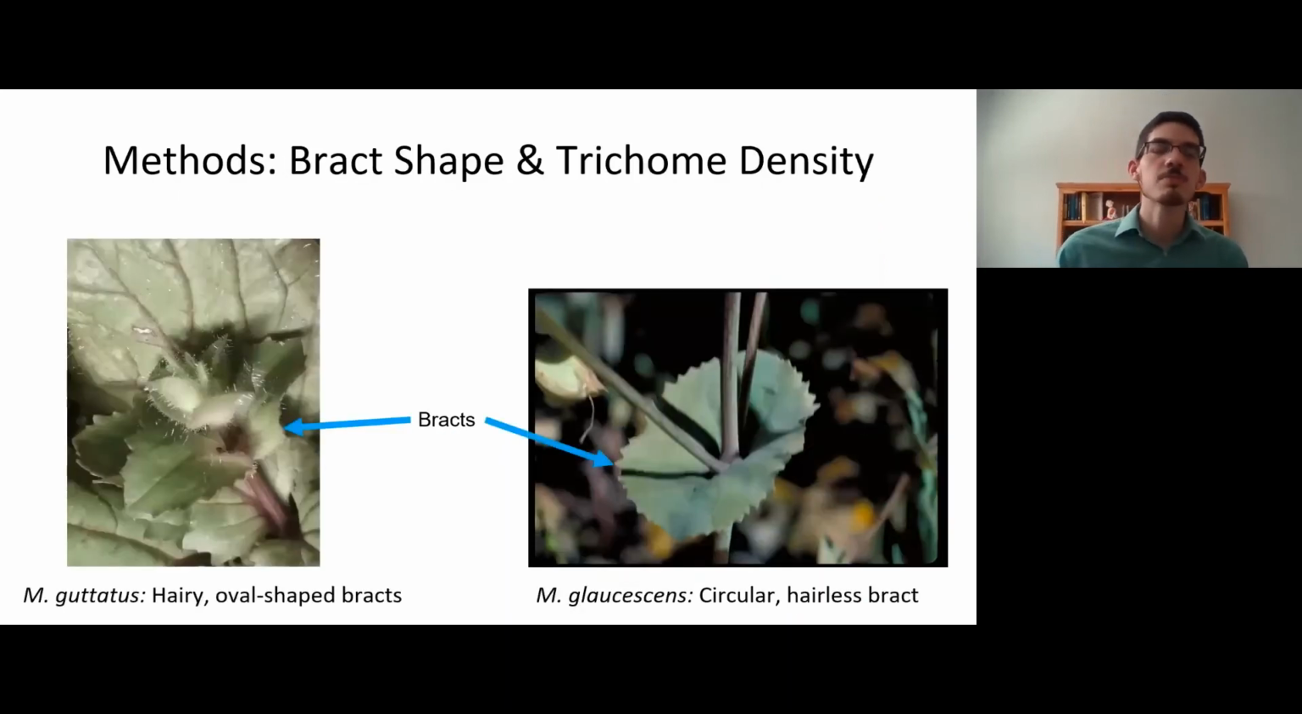To understand what these bracts look like and how they're different, I'm examining their shape and their trichome density. You can think of trichomes basically as tiny hairs. So Mimulus glaucescens gets its common name, shield-bracted monkeyflower, from the nice circular bracts that it has. Mimulus guttatus, on the other hand, has much more oval-shaped bracts. In addition, Mimulus guttatus is quite hairy. Mimulus glaucescens is generally considered completely hairless.